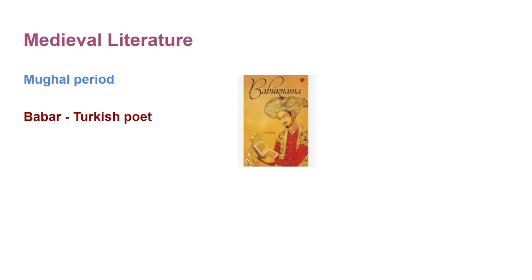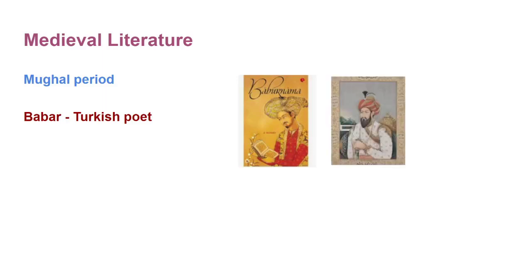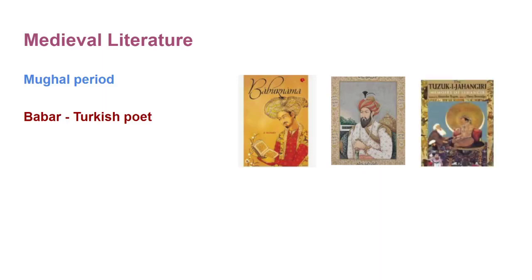Gulbadan Begum, sister of Emperor Humayun, brought Humayunama. Jahangir brought his great autobiography, the Tuzuk-e-Jahangiri. Aurangzeb also was a prolific writer, and the last Mughal emperor, Bahadur Shah Zafar, was a notable Urdu poet. So you can understand how Mughal emperors also influenced literature.